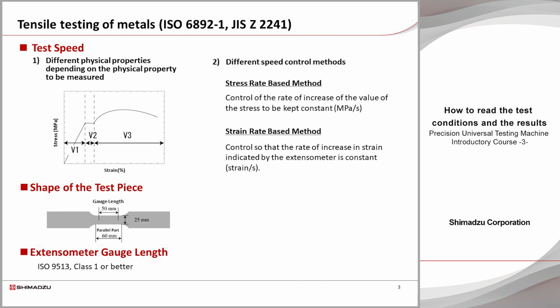Next, the shape of the test piece to be measured is described. The shape of the test piece is defined in detail according to the type, shape, and dimensions of the material to be measured. For example, a dumbbell-shaped test piece with a narrow center is used for common thin-sheet materials. The extensometers used to measure strain are specified in terms of grade, which are classified according to whether they are used or not and the extent to which their accuracy is guaranteed.